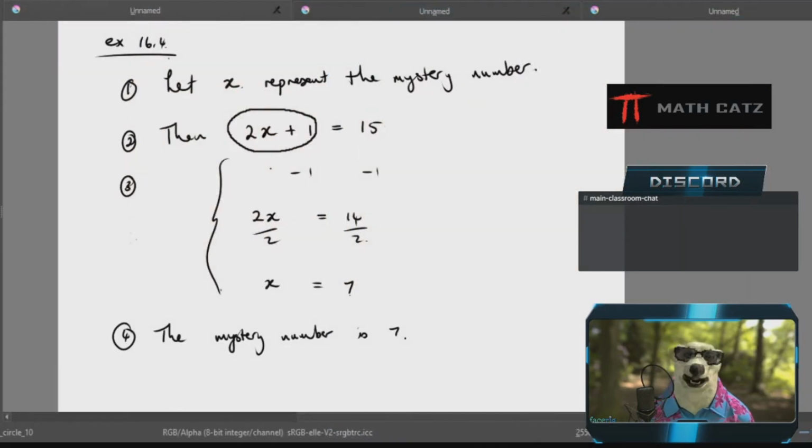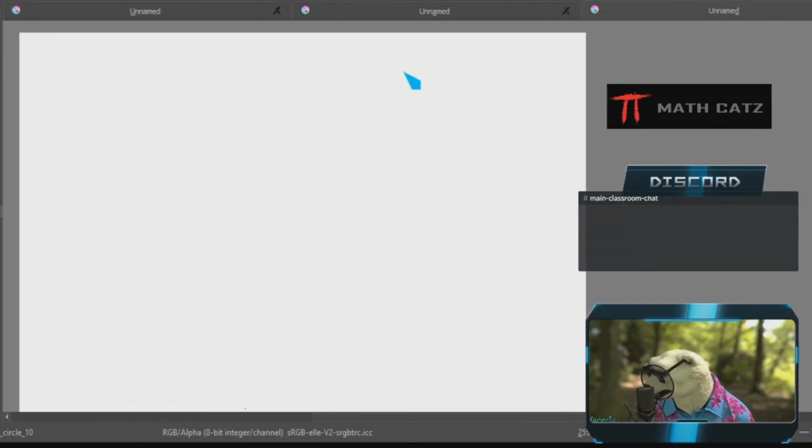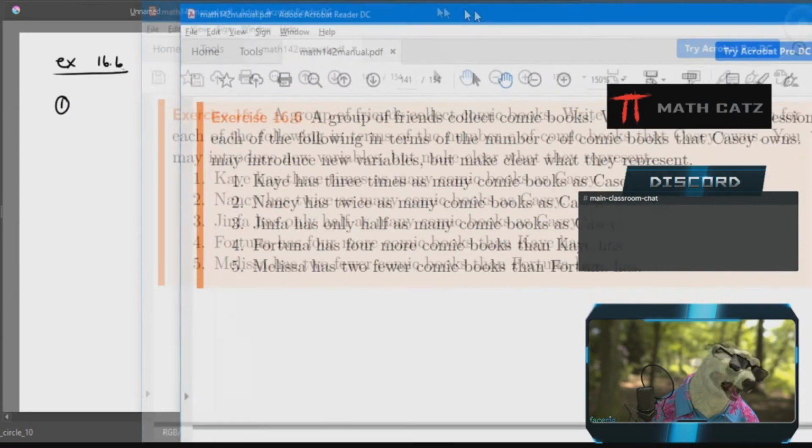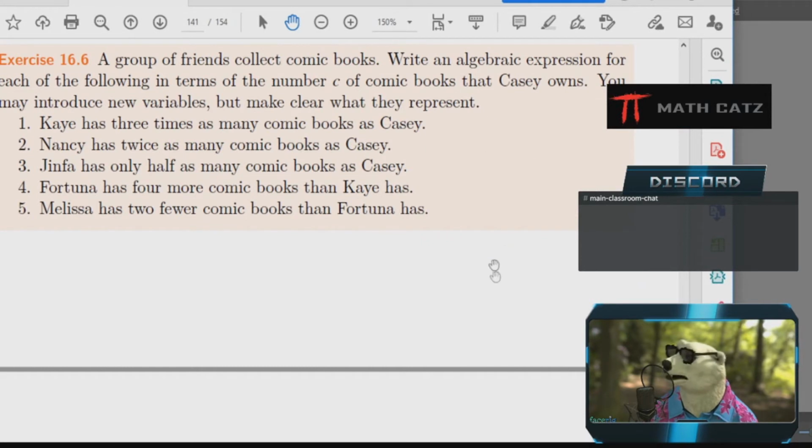So let me just start this. Do we have a new page? Yes, we do. Exercise 16.6. Now, even in this simple setting, people don't give this enough attention. And then when this exact same issue comes up in a full word problem, they don't know what to do. Let's build it up, even in these simple situations. Make sure we understand this translation happening.